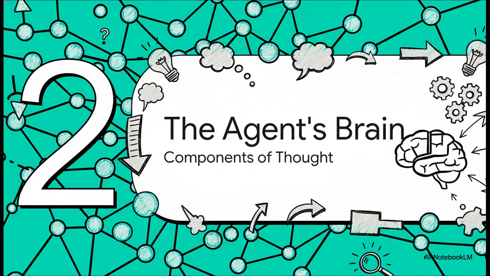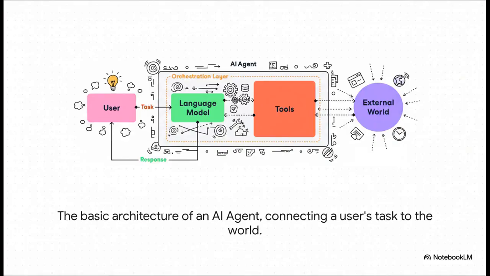Okay, so now we know what an agent does. Let's peel back the layers and see how it thinks. We're diving into the agent's brain to check out the core parts that power all its reasoning and decision-making. In this picture here, it lays it all out perfectly. You give the agent a task, and it goes into what's called the orchestration layer. Now, inside that layer, there are two really important parts we're about to dig into. The language model, which is the engine for thinking, and the tools, which let it actually interact with the world.